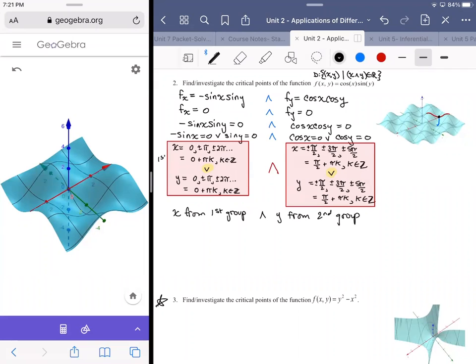And I'll call this the first group. And this will be my second group. All right, so I'm looking at all my possible x's. Well, I like the sound of 0, so how about that? x equals 0. And for my y's, well, I can't take a 0. I'll start simple. How about y equals pi over 2?